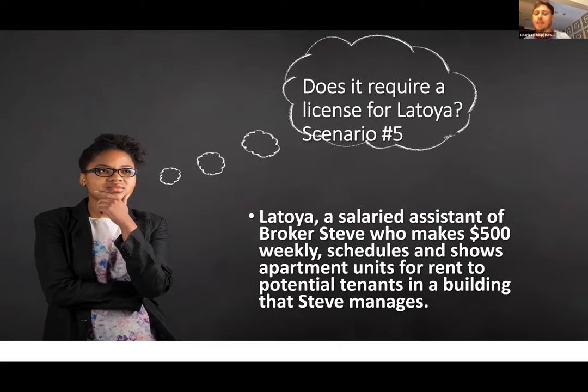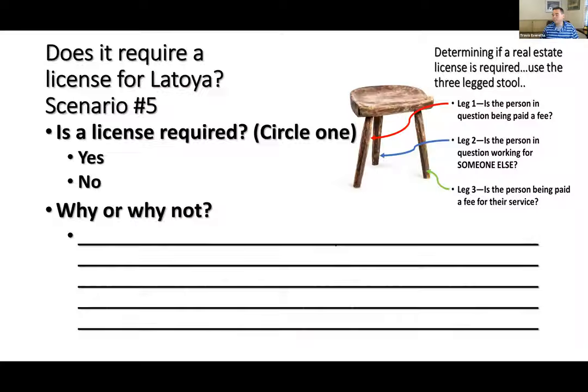Yes. All right. So Latoya, a salaried assistant of broker Steve who makes $500 weekly, schedules and shows apartment units for rent to potential tenants in a building that Steve manages. Does Latoya need a real estate license for this? No. She does not. She is perfectly fine as the salaried assistant.